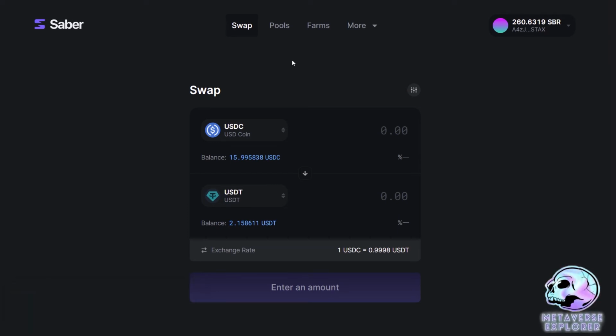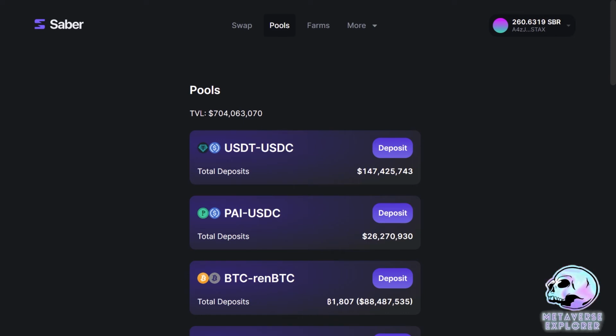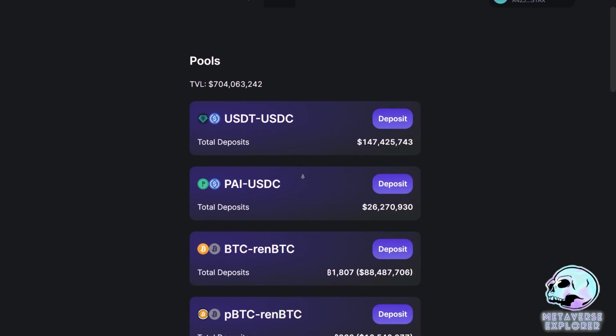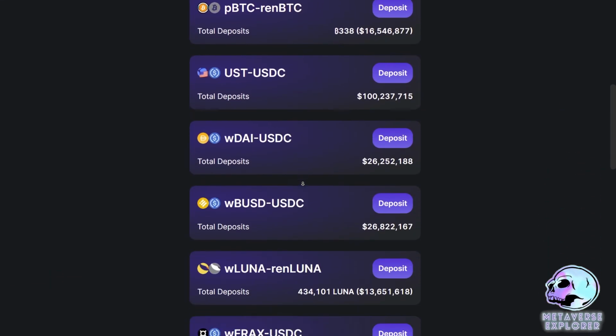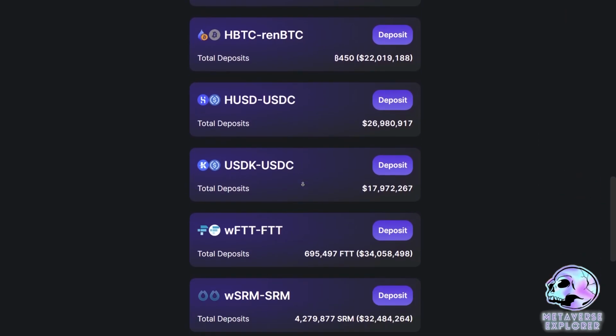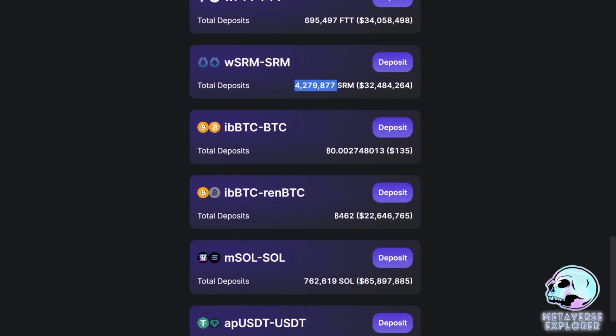What if I want to be a part of that pool and provide the facility for other people to swap their assets? Let's go to the pool section. As you can see, they have $704 million under TVL, total value locked, which is about four times as large as Mercurial. Why is that? They provide a whole lot of other pools for you to swap against, as you can see here. There's heaps and heaps of them, and each pool has its own value locked.